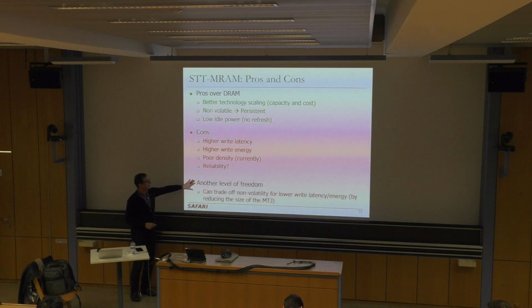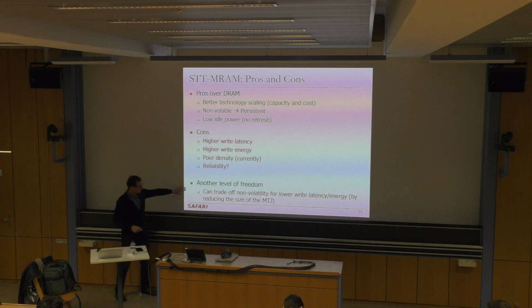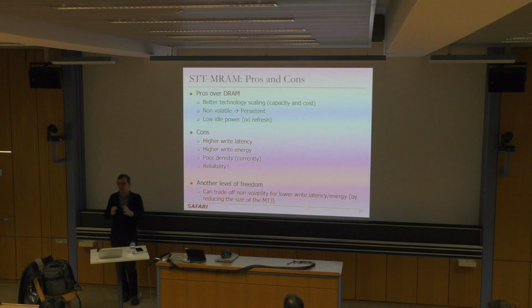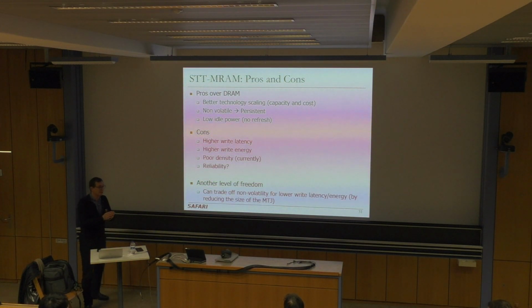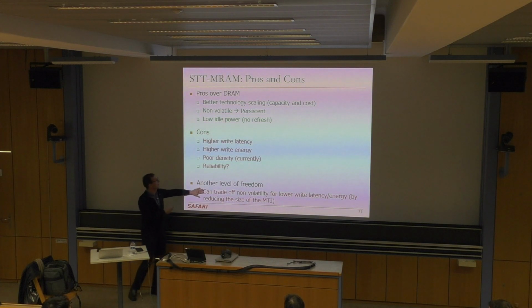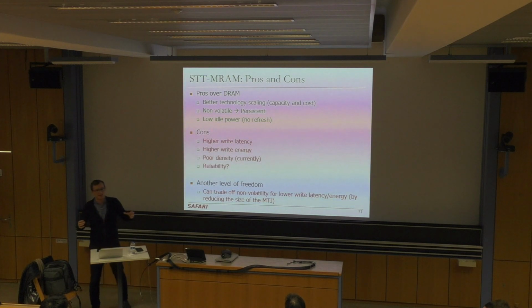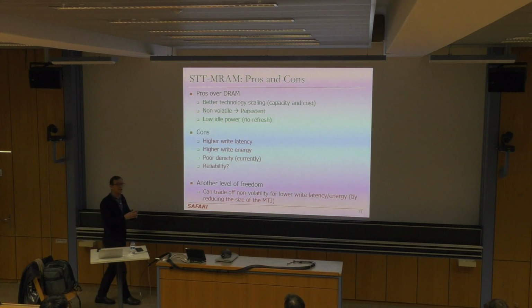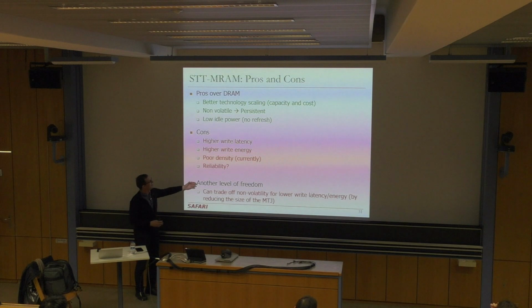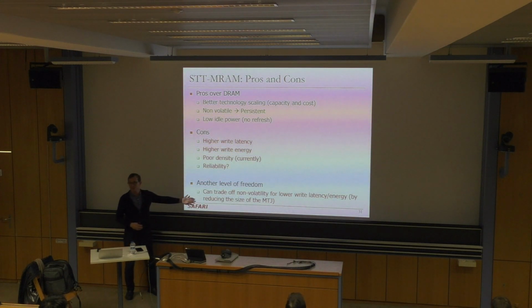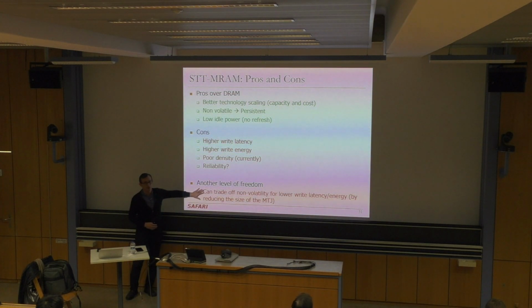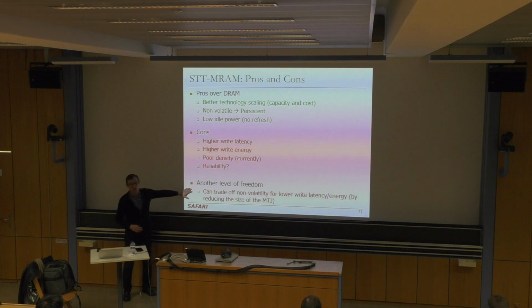Now, another level of freedom that's interesting in these devices is that these are non-volatile. But you can make this device more volatile. How do you do it? Basically, by reducing the size of this magnetic tunnel junction device, you get rid of some of the non-volatility, but you can reduce the write latency and energy that way. Because the magnets are smaller, you need to push a smaller amount of current to change the orientation. As a result, you get lower write latencies and energies, but the trade-off is that you lose some non-volatility. And this may be okay, right?